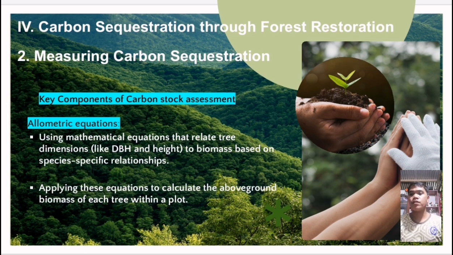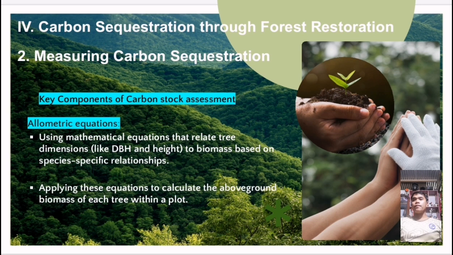Measuring carbon sequestration. Allometric equations are mathematical equations that relate tree dimensions like DBH and height to biomass based on species-specific relationships. Applying these equations to calculate the aboveground biomass of trees within a plot.